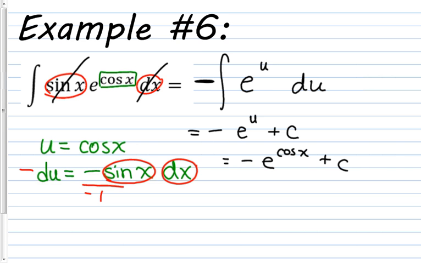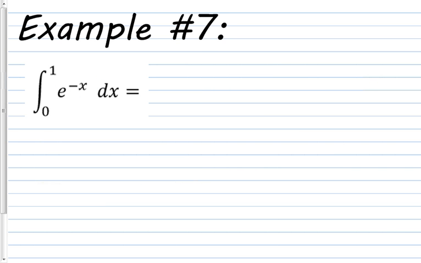Example 7. Okay, so here we have limits. So this is the first example that we actually have upper and lower limits. Okay, the previous 6, no limits. So no plus c anymore. We're actually going to evaluate. So here's my u. So u is negative x. Du is negative 1 dx. Figure out what is what, replace the stuff.